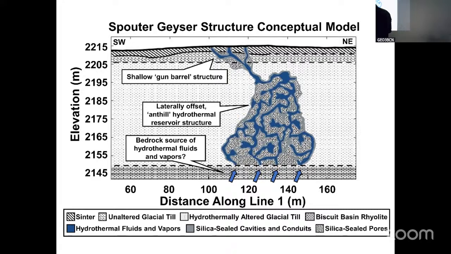So as hydrothermal fluids of high temperature, high silica move their way into the surrounding glacial till, they basically get deposited as they cool, the silica does, but there's still permeability pathways for the hydrothermal water, and eventually it'll work its way up to the top, work its way through the Spouter, the gun barrel type structure, to the pool itself.